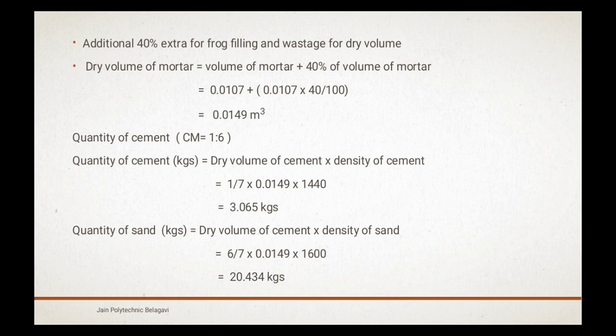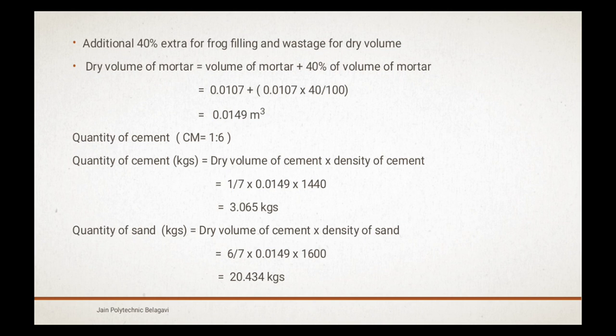Quantity of cement. For 1:6, 1 part of cement, 6 parts of sand. So quantity of cement in kgs is dry volume of mortar into density of cement. So 1 part of cement divided by total number of parts of cement mortar, which is 7, into 0.0149 into density of cement 1440. So quantity of cement in kgs is 3.065 kgs.